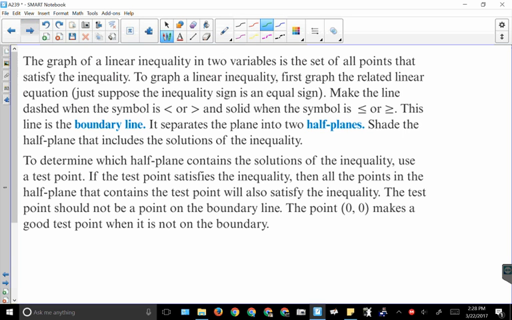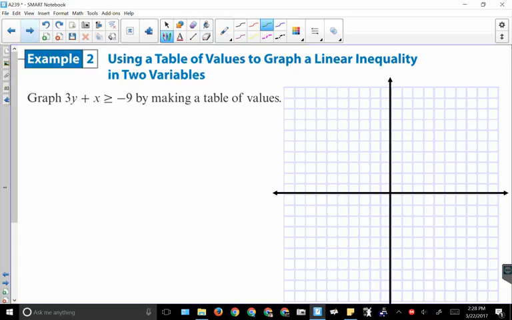So, I want to make a table of values for this and I want to graph it. Now, when it comes to dealing with this one, one of the ways that we said we can deal with this is by identifying where the zeros are. So, if x is 0, what value must y be to be equal? Because we have to graph the line, and the line is going to be equality. So if x is 0, what must y be? 3. So if y is 0, what must x be? What must it be?